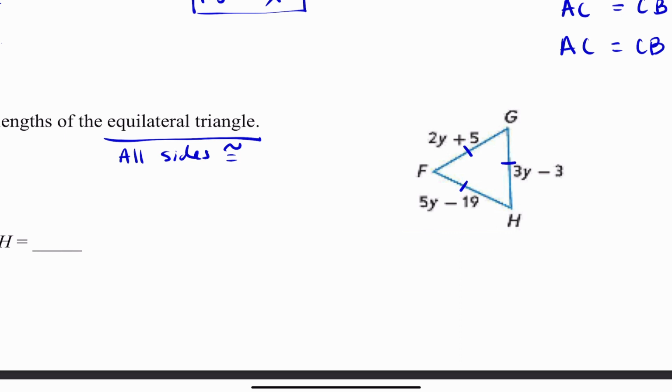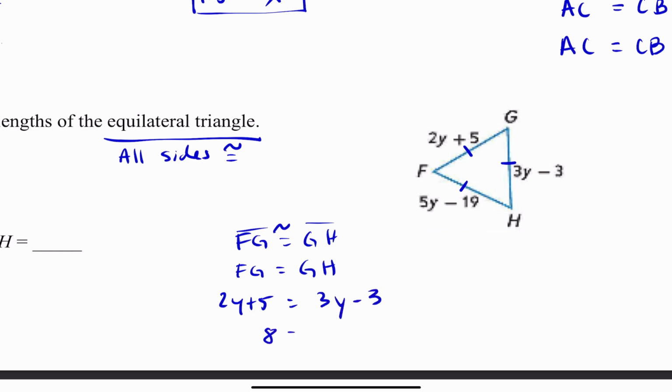I like to choose the one that makes my life easier, so maybe this and this I will set equal to each other. We say that segment FG is congruent to segment GH. Language of geometry, FG equals GH. Language of algebra, substitution rule: 2y plus 5 equals 3y minus 3, so I get 8 equals y. That's why I chose that one, because if I subtract both sides by 2y, I get y. I don't have to do anything else. So y is equal to 8.